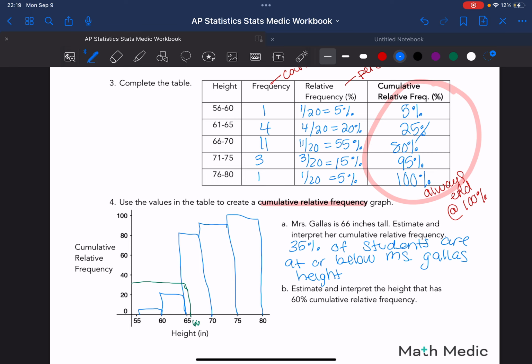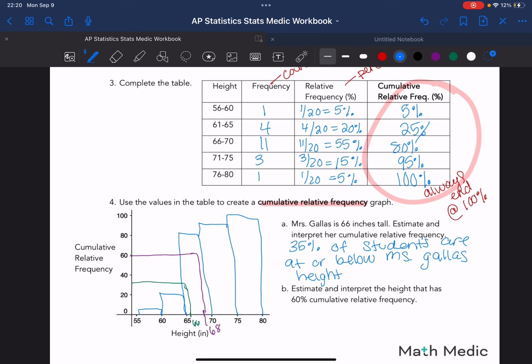And then next it says estimate and interpret the height that has 60% cumulative relative frequency. Okay, so I'm going to look at 60%. And it looks like that 60% is going to be somewhere over here. So I should have made it a little bit longer right here. And I'm going to estimate that it's about 68 inches.